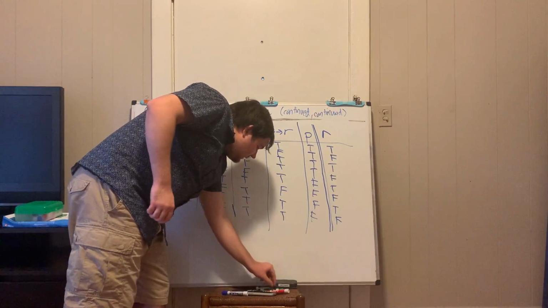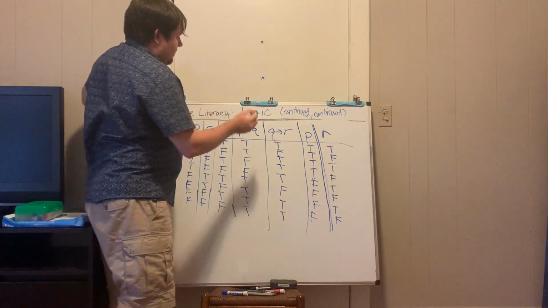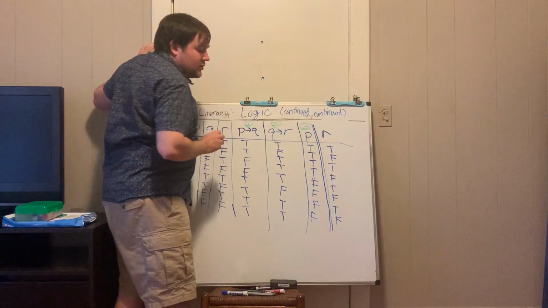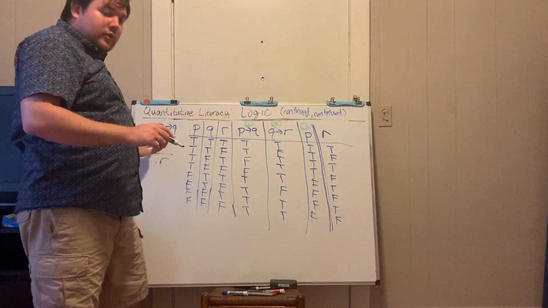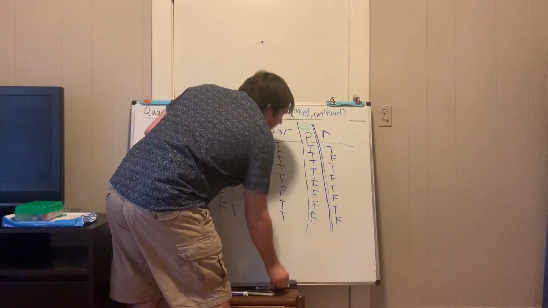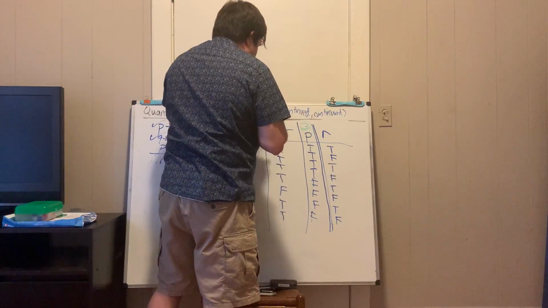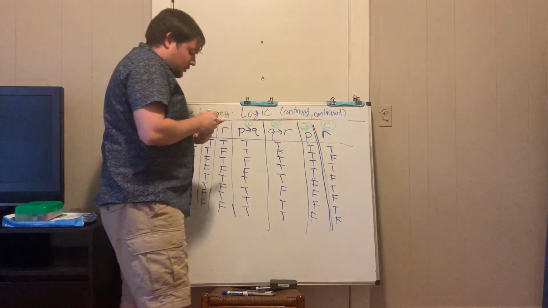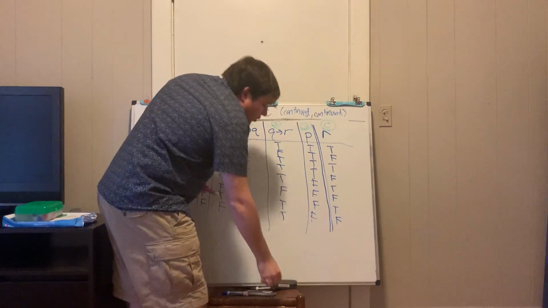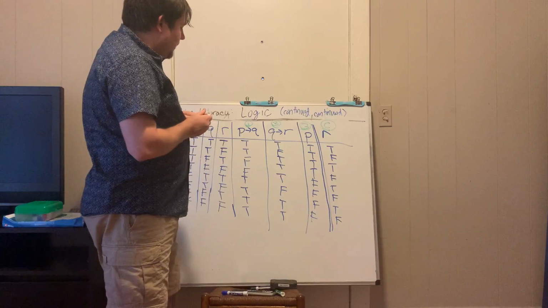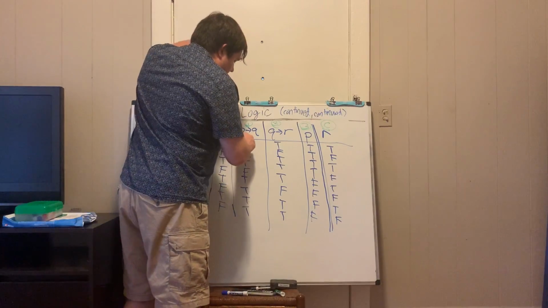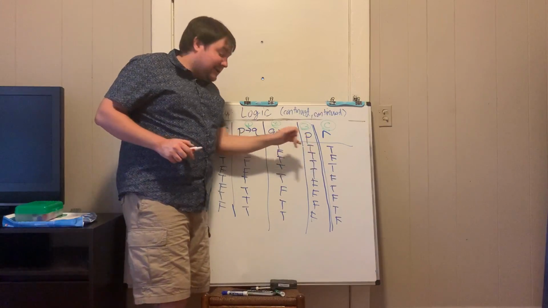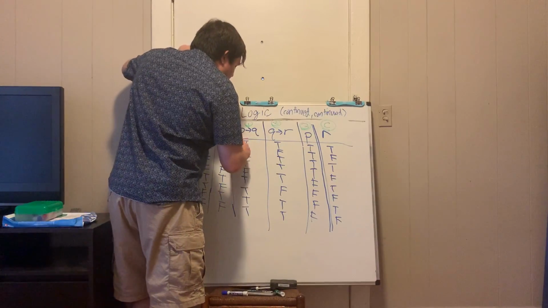So here we go. We have our three premises, and I'm just gonna number them 1, 2, and 3. And we have our conclusion. Actually, I'll stick with green for that. I'm gonna label that C for conclusion. What we want to do is go through and look at where all three of the premises are true. And I'm going to circle those rows.